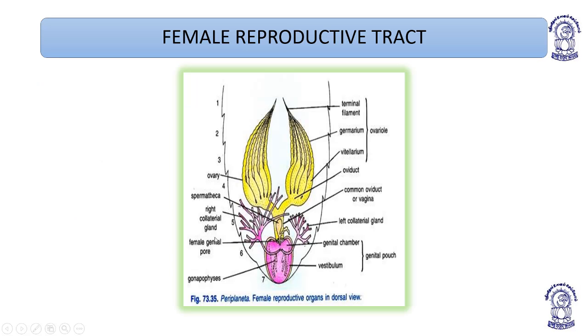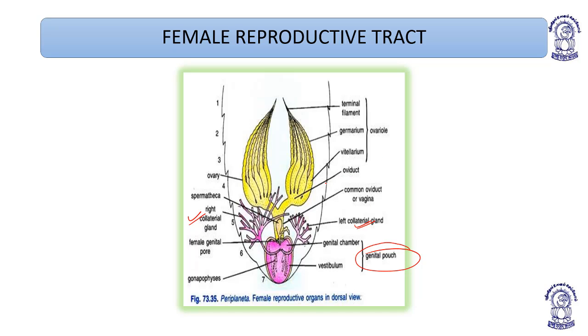So this is the female reproductive tract. You can see the spermatheca, the right collateral gland, the left collateral gland, the female genital pores, gonapophysis, vestibulum, and genital chamber. The genital chamber and vestibulum are collectively known as the genital pouch.